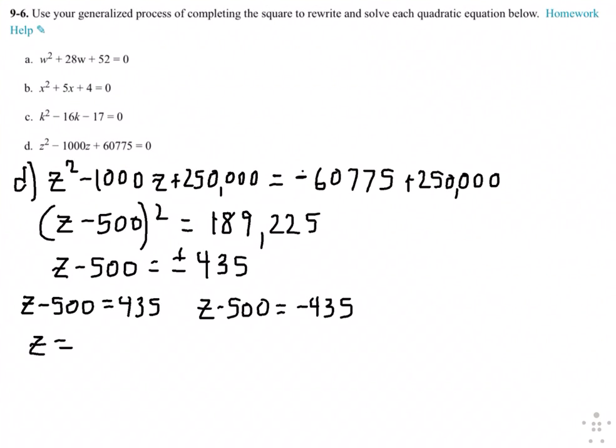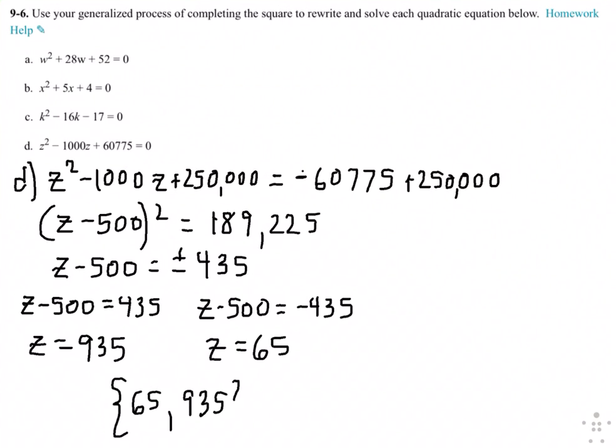So I'll add 500 to both sides, and I get 935. And here I add 500, and I get 500 minus 435 is 65. So the solution set is 65 and 935. That's where it crosses the x-axis.